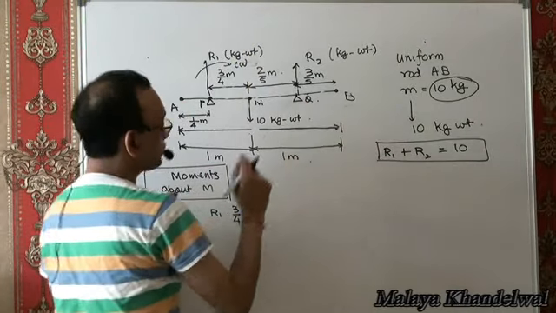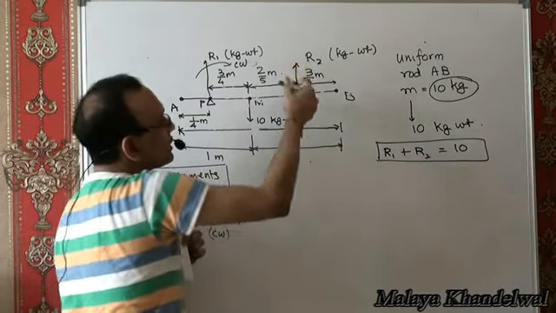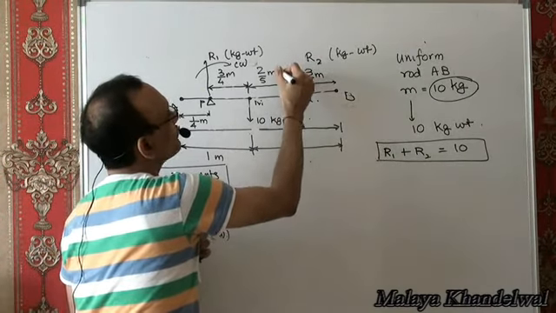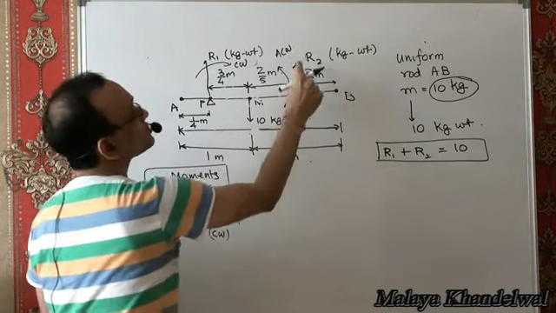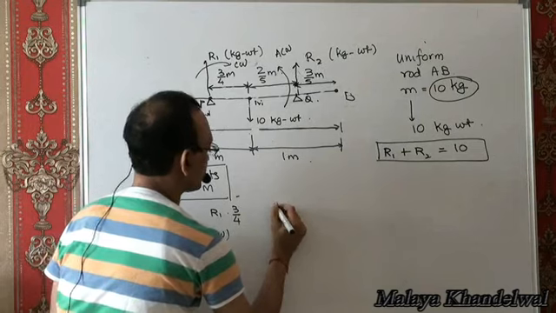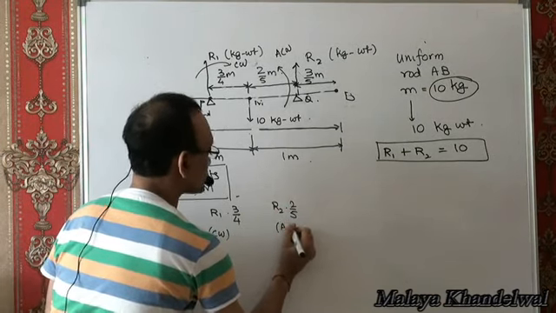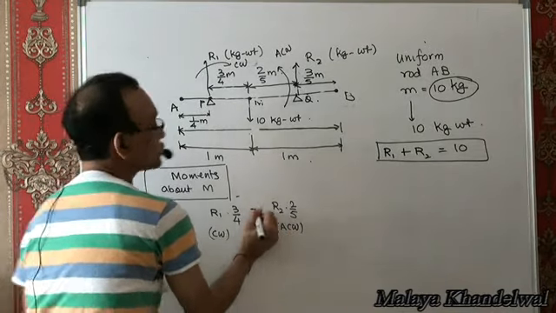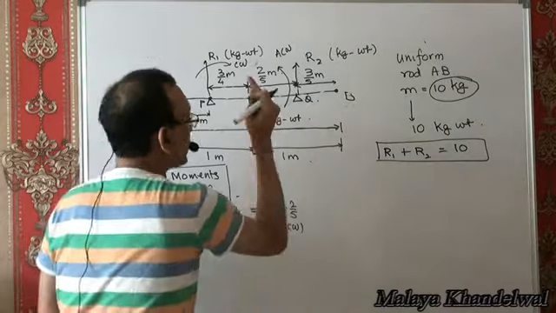What about R2? Realize that R2 about M will produce an anti-clockwise moment. So that's going to be R2 into 2/5. This is the anti-clockwise moment. And the two must be equal so that they could cancel off, so that the net moment about M is 0.